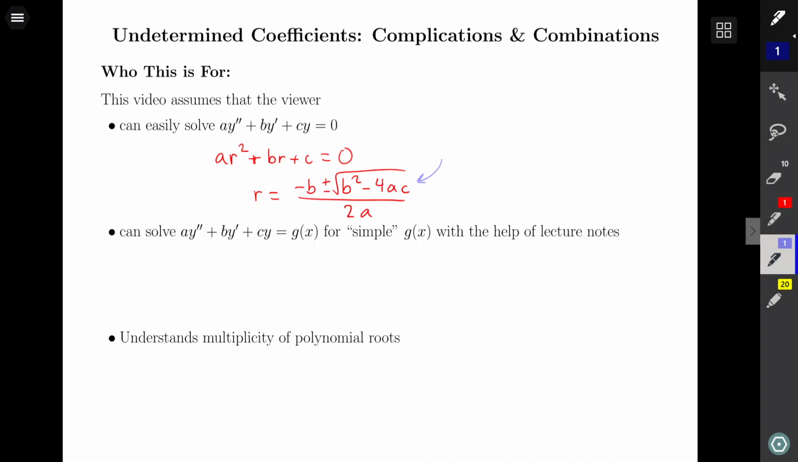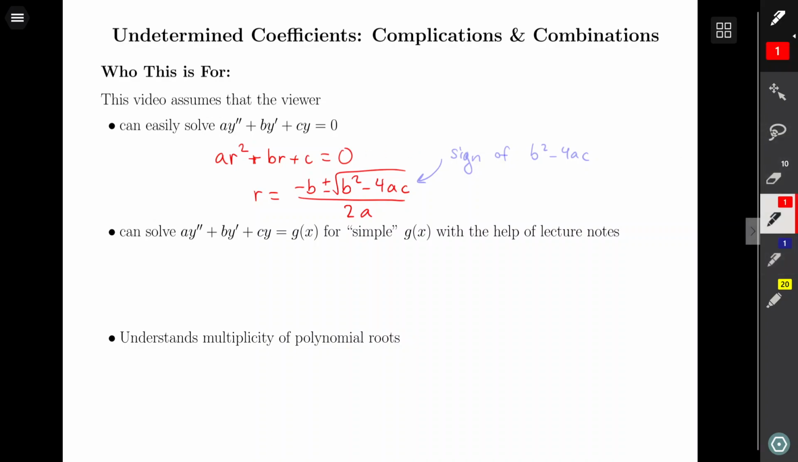And what the solution looks like depends on the sign of the discriminant. So the sign of that is what determines what the solution looks like. You're either going to have two distinct real roots, you could have one repeated real root, or you could have a pair of complex conjugate roots. So you should know what to do with those.